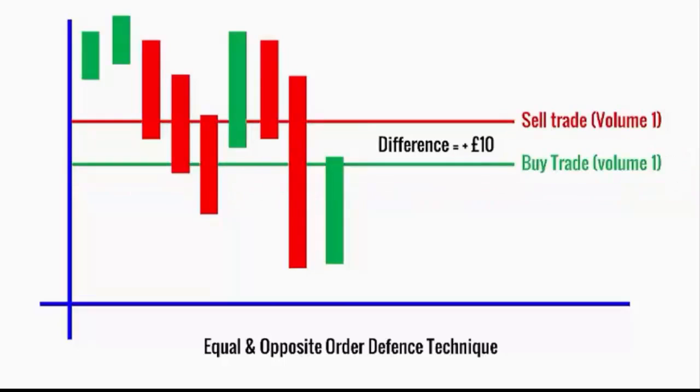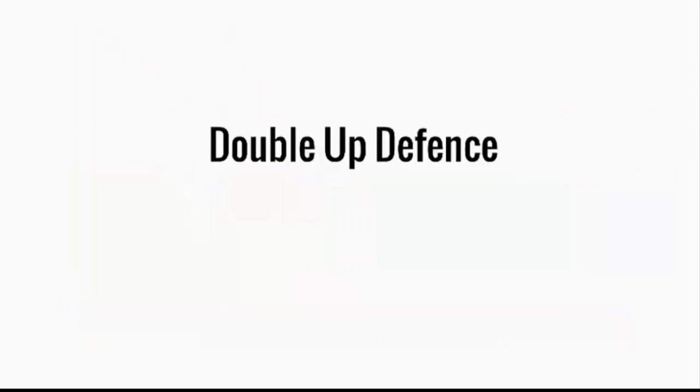If we continue that program of moving the trades, then we can logically get to a situation where the two trades are reversed. So we've got the buy trade below the sell trade, and the sell trade is in profit, and the buy trade is in profit. At that point, we can close them both and walk away very, very happy indeed. So that's the equal and opposite order defense technique.